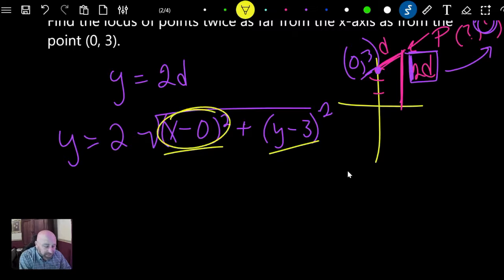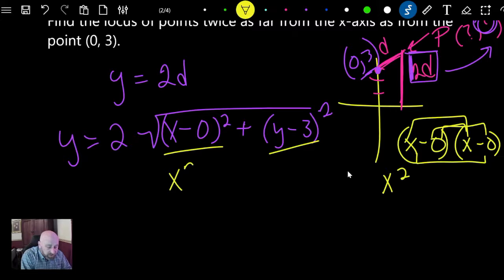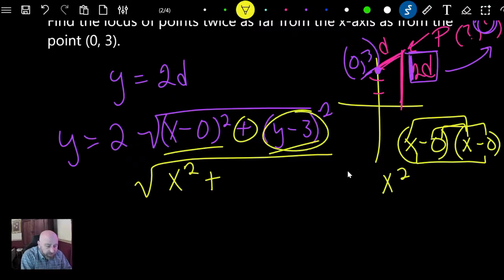What does this give us right here? Well, we'd have to FOIL that, right? So x minus 0 times x minus 0. And that's going to give us x squared. And then the outers is going to give us 0x. The inners is going to give us 0x. So those are going to cancel because it's just 0. And then the last is going to also be 0. So this is just going to give us x squared. Now remember, this is all still in the square root sign. And then we'd have a plus, and then we'd have to do this one.